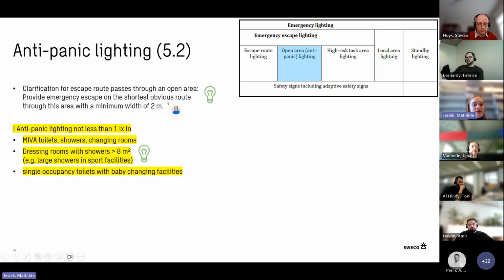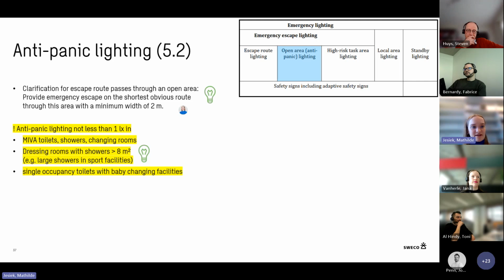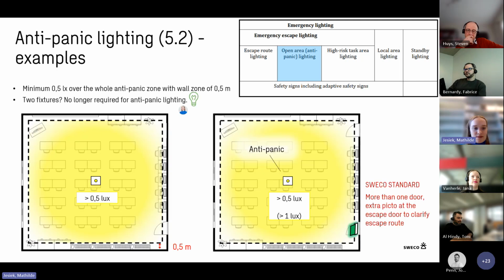Okay, and then there's also a clarification in this norm. Now, because there is also sometimes discussion if you, for example, have a large atrium where there are also escape routes arriving, but it's also an anti-panic area. Now they have, in the new norm, also written a clarification for it, that you need to provide an emergency escape route on the shortest obvious route through this area with a minimum of 2 meters. But we have made some examples to clarify this.